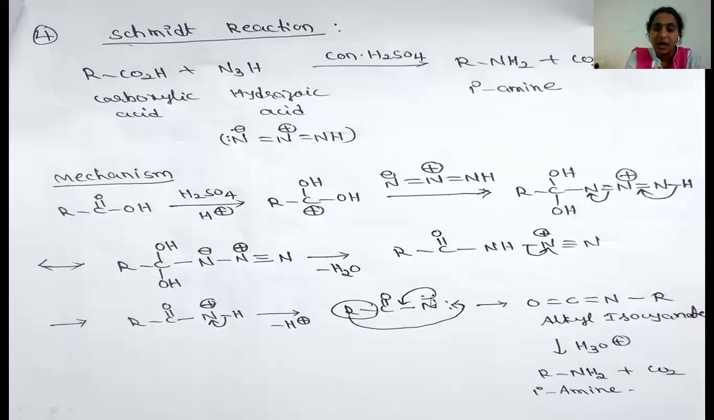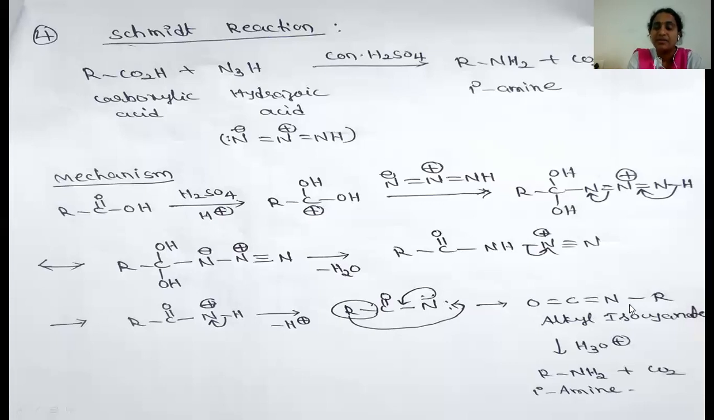Here this compound is undergoing rearrangement. This bonding electron shifted towards here. Simultaneously this R group along with the bonding electron shifted towards this nitrogen. And finally which produces the alkyl isocyanate.